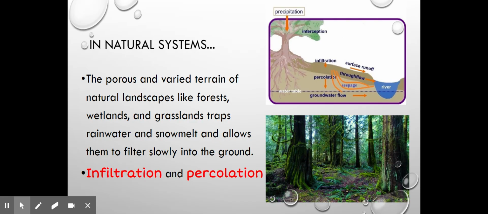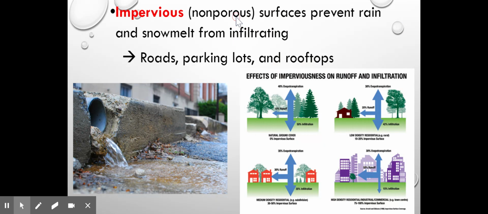In a natural system, you've got porous and varied terrain of natural landscapes like forests, like in the bottom picture there. Wetlands and grassland trap rainwater and snowmelt, which allows all that water to go into the ground. So you've got really good systems of infiltration and percolation. We've used both those words very recently. And you can see in the top graphic, this rain is going in. That's the infiltration, the percolation, getting all the way to the groundwater and the water table.